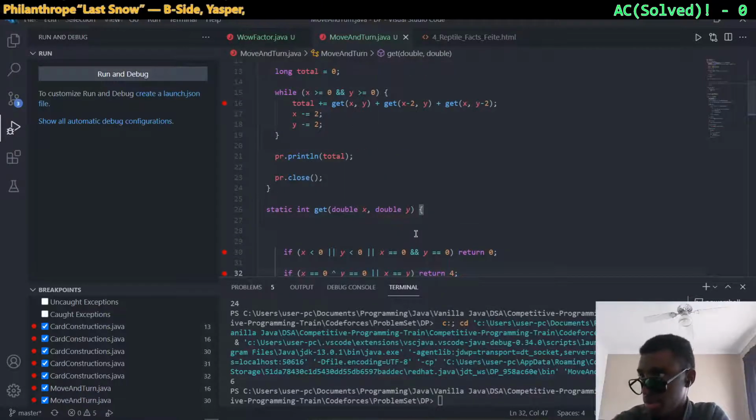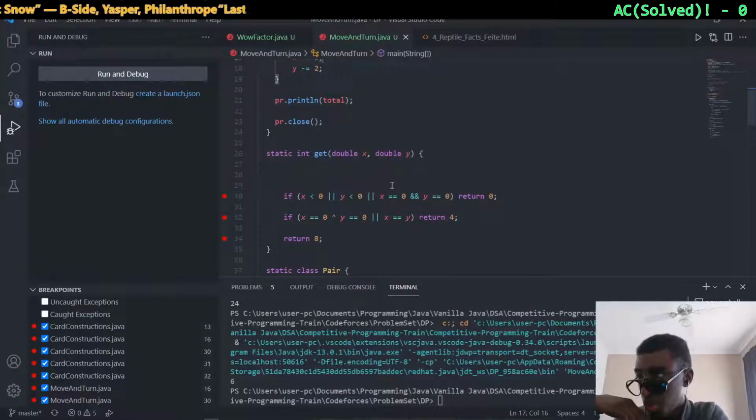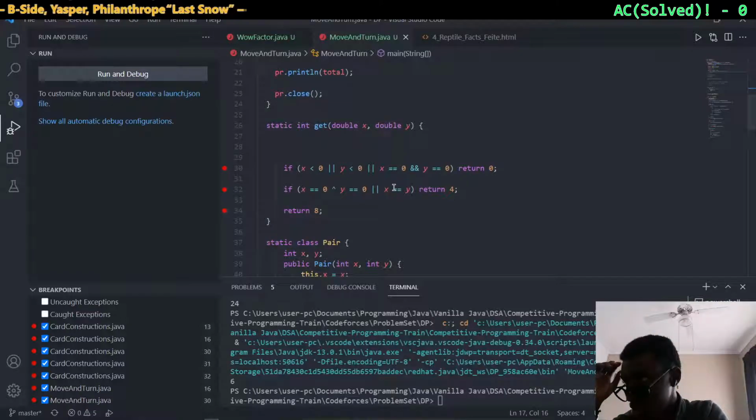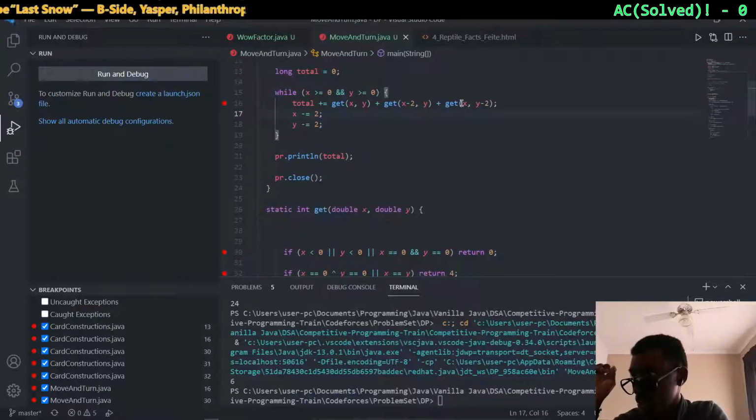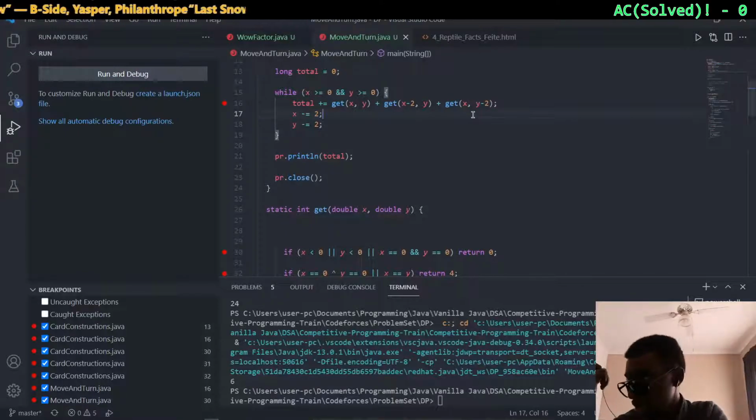But then in the other example, it's going to say get x minus 2, y. So then it would be a 1, 3 pairing. The 1, 3 pairing would return 8 because neither of them are equal to 0 and they are not equal to each other, so it will return 8. And then in the get x, y minus 2, it'll do the same thing. And then we just bring both of them down by 2.